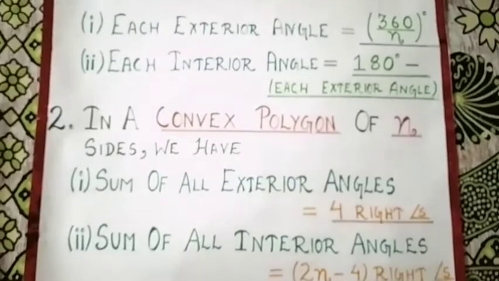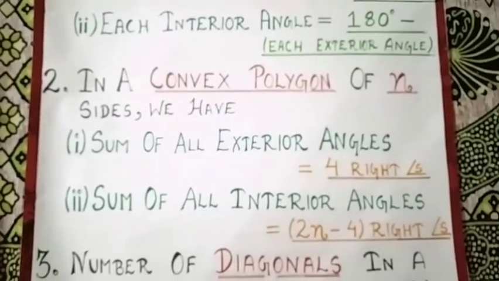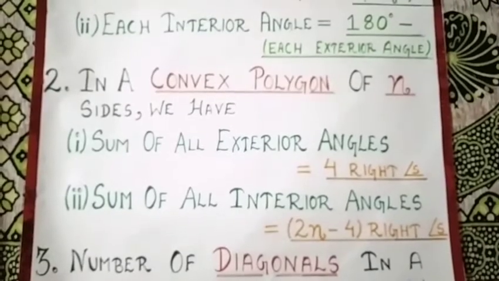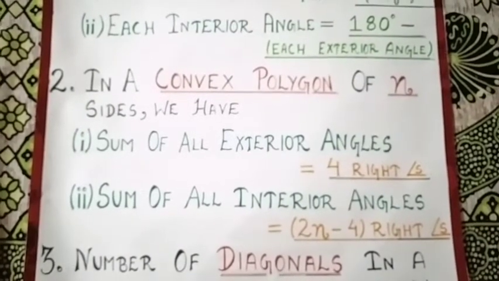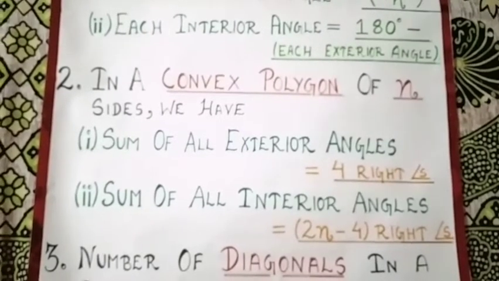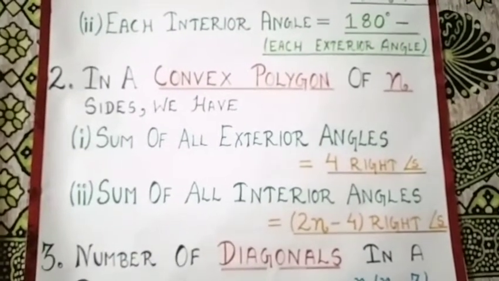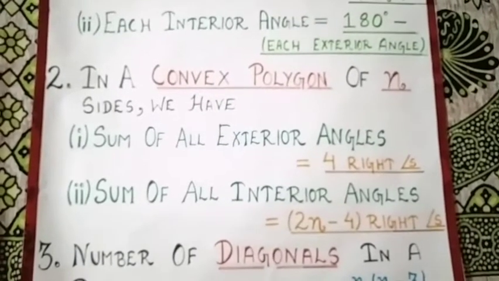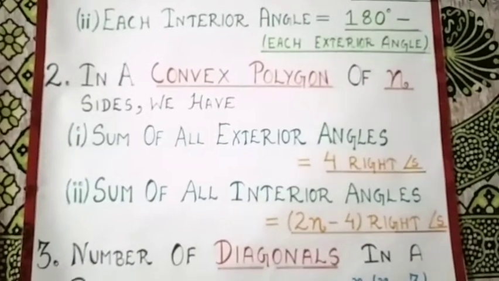Students, in a convex polygon of n sides, we have sum of all exterior angles equal to 4 right angles. That means sum of all exterior angles is 360 degree. And students, sum of all interior angles is equal to 2n minus 4 right angles.